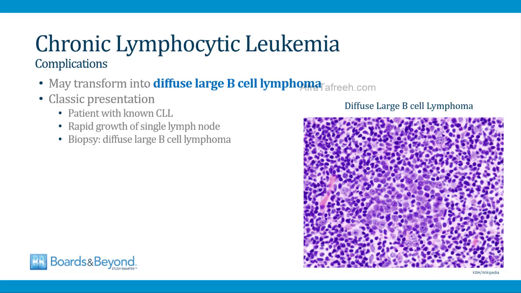You should also be aware that patients with CLL can have their disease transform into diffuse large B-cell lymphoma. I talk about B-cell lymphoma in another video, but remember, the malignant cells in CLL are B cells, and so sometimes they can transform into the cells of diffuse large B-cell lymphoma. The way this classically presents is in a patient who has known CLL and develops rapid growth of a single lymph node. Biopsy of that node will then show diffuse large B-cell lymphoma.